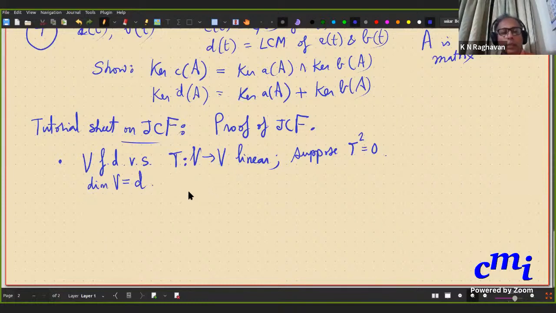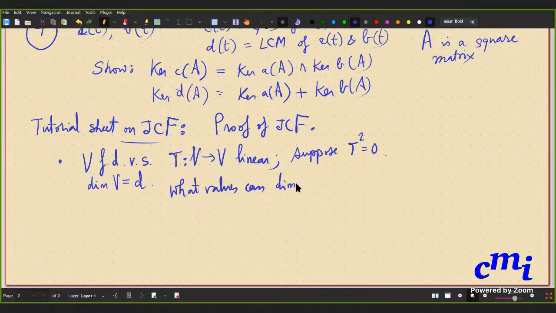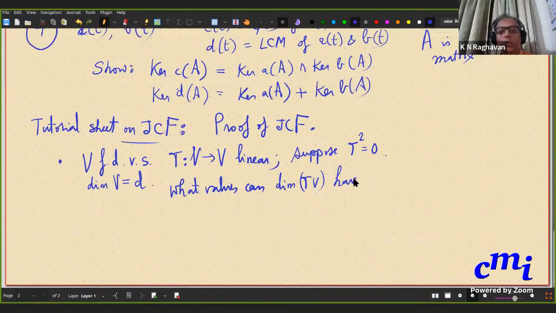Okay, the question is, let me see the way it is phrased. So it says, what values can dim TV have or take in terms of D? That's the question. So let's look at that. Well, maybe you can think about this. This is a simple question. Let's think about it now, whether or not you've thought about it before.